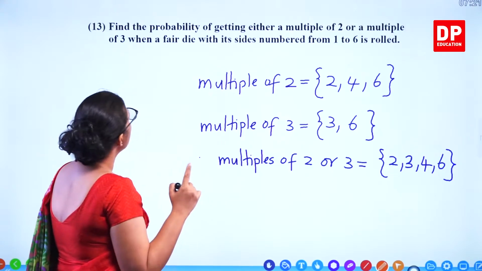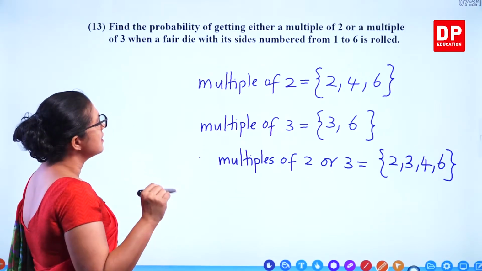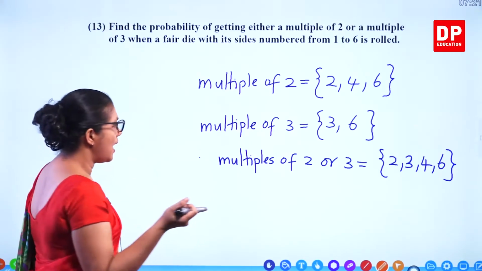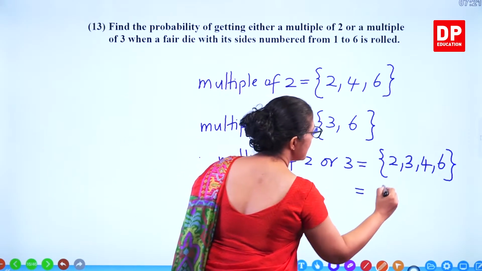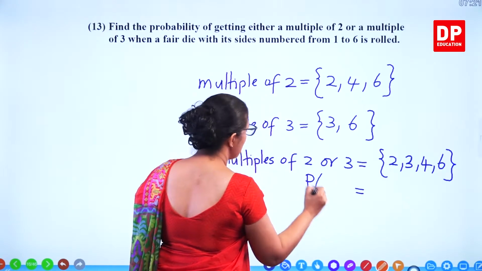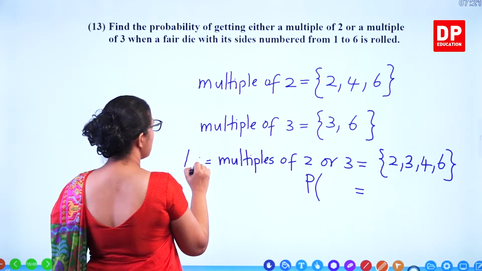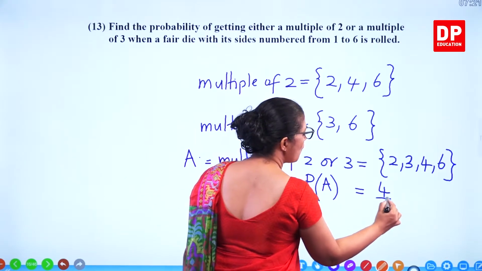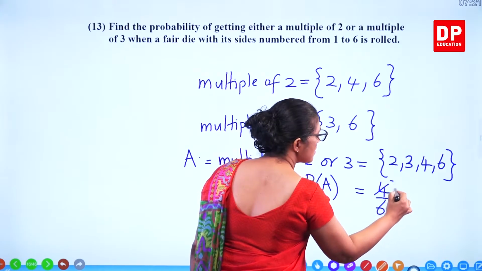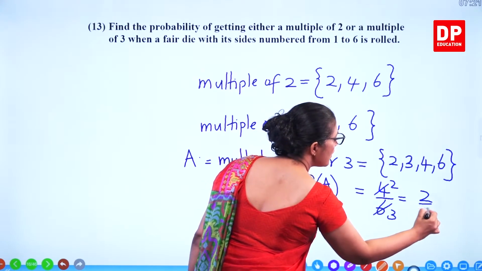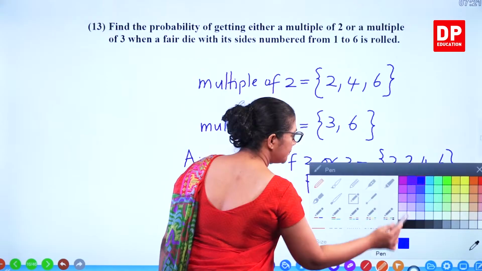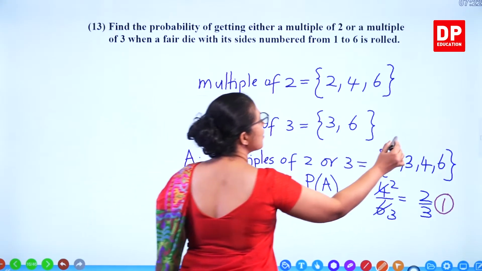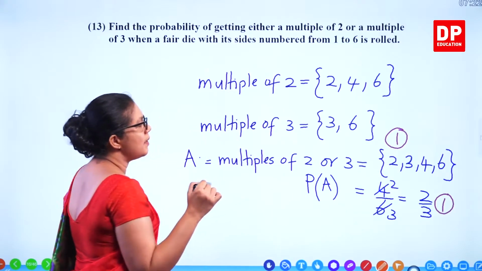So you're asked to find out the probability of getting this. Altogether 1 to 6, 6 numbers are there. So you get 4 numbers here. So probability of A is 4 over 6. That's 2/3. So 1 mark for this probability and 1 mark to identify the elements.